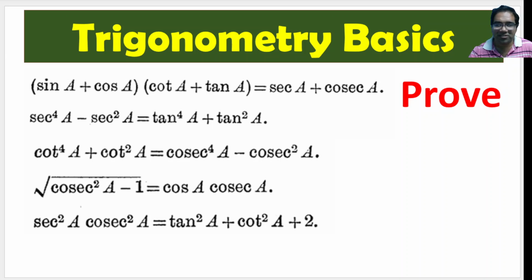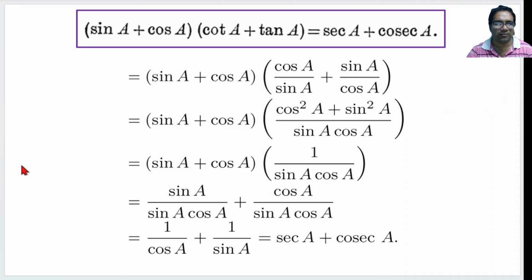Hi friends, let us prove some basic statements in trigonometry. We have (sin a + cos a)(cot a + tan a) = sec a + cosec a. What should we do? Sin a and cos a are the inverses of cosecant a and secant a. Basically, we have to convert these two also in terms of sin and cos so that we get everything in terms of secant a and cosecant a. Let's see how.